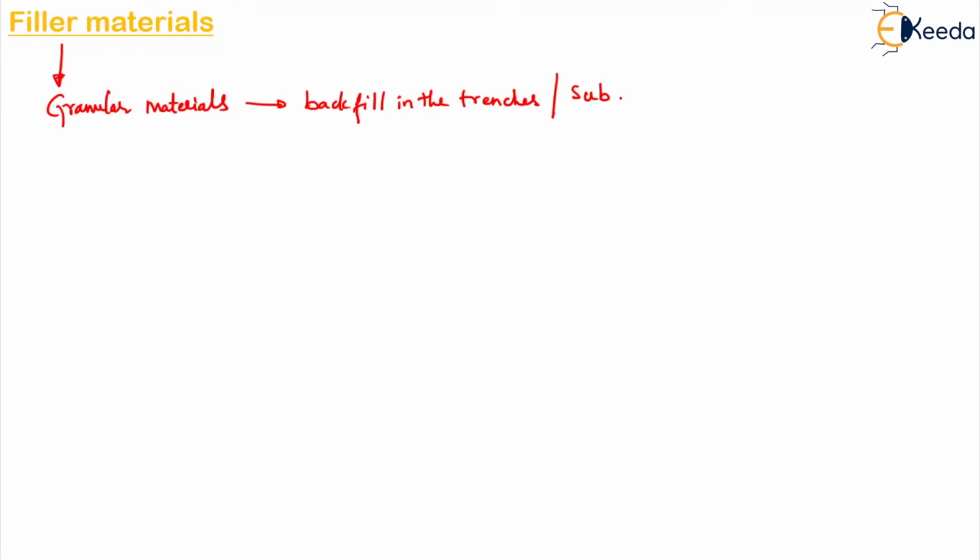Moving on to the next one, the filler material. The granulated material which we use as the backfill in the trenches where the subdrains are placed is known as your filler material. So what are these? These are granular or granulated materials which are used as the backfill in the trenches where we go for the subdrains.